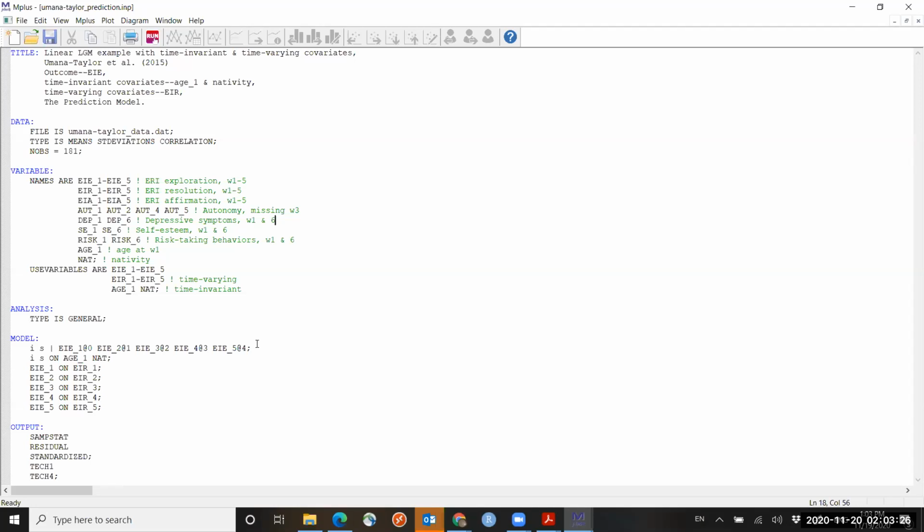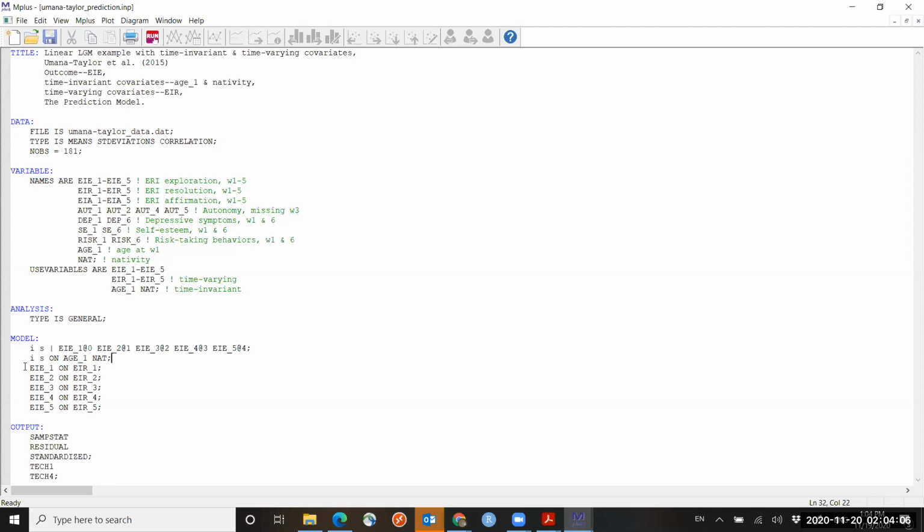Okay. This is the example from the Humana-Taylor paper. The growth trajectory of interest is ethnic identity exploration. In this first line here, we have the measurement model, which is the unconditional latent growth model for ethnic identity exploration. So I have here intercept and slope measured by the 5 waves of ethnic identity exploration. So I and S are the latent factors.